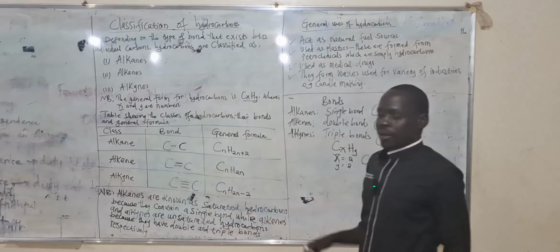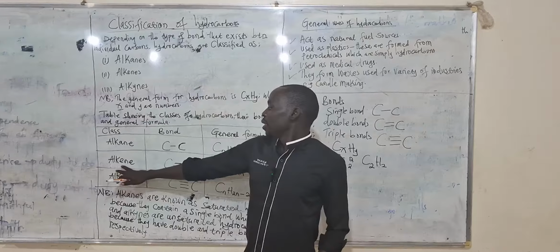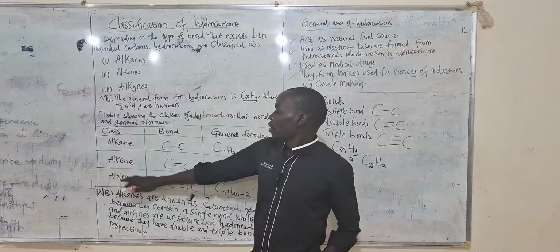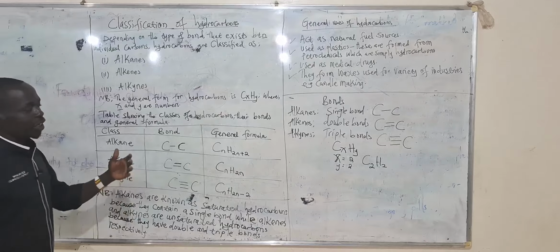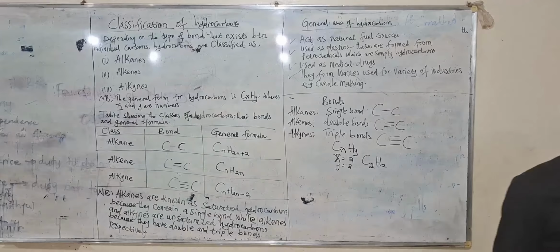Sometimes students cannot pronounce this very well, but we call this one alkane with the A. With the E we call it alkene. Then with the Y we call it alkyne. So simply you can say alkane, alkene, alkyne.